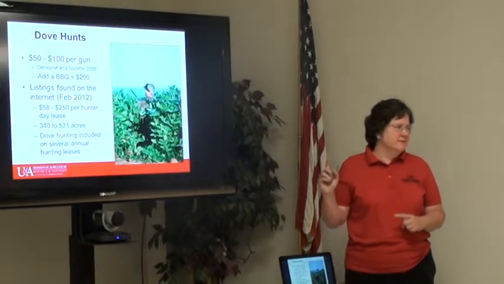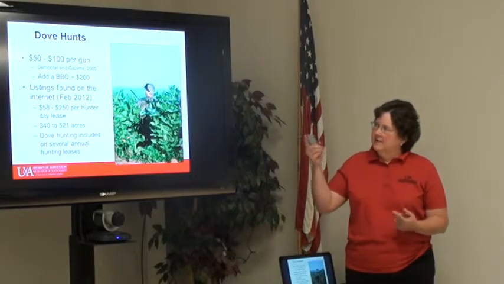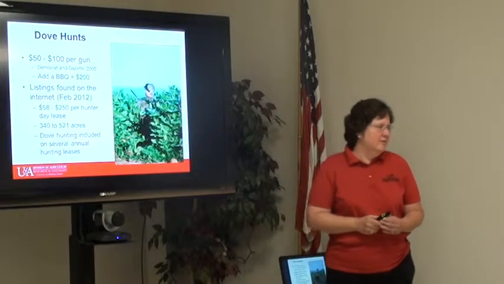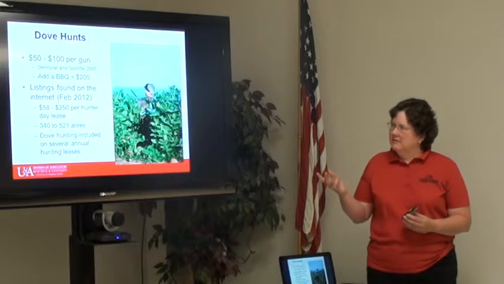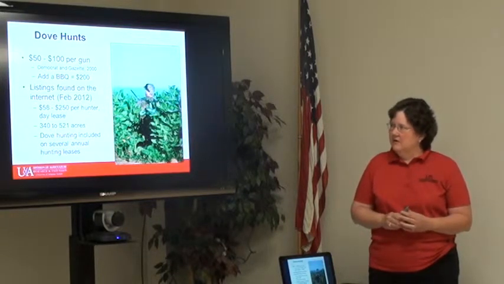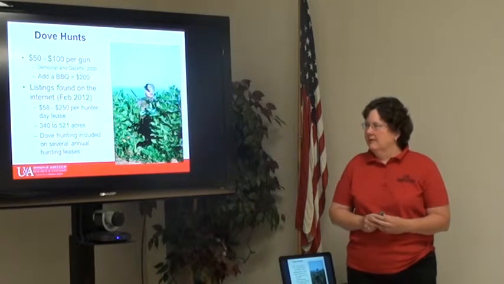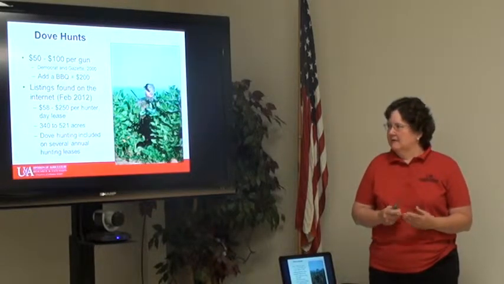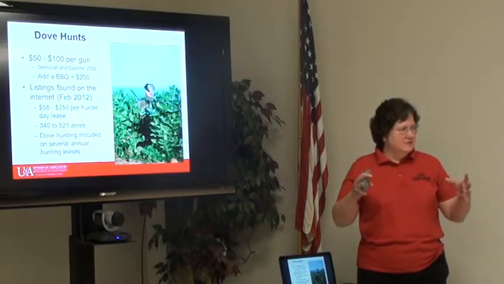For dove hunts, now I took this information, you understand, in February, but it typically is $50 to $100 per gun. One gentleman told me if you add a barbecue to it, you can get $200. These listings found in February, kind of off season, were anywhere from $58 to $250 per hunter, from 340 to 520 acres, and the dove hunting, as I mentioned before, a lot of these species are just lumped into one.